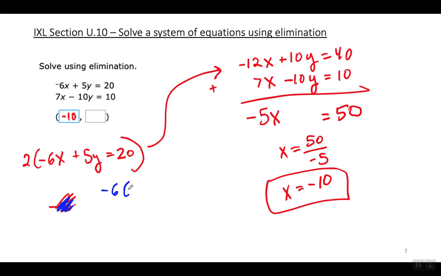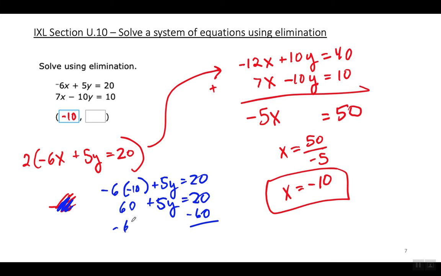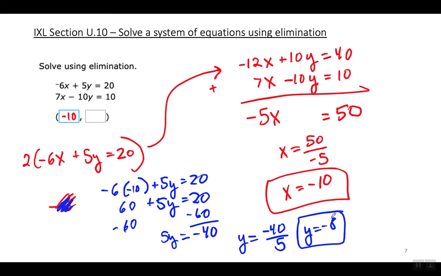So negative 6 times negative 10 plus 5y equals 20. So this will be 60 plus 5y equals 20. Subtract 60. So 5y equals negative 40. y equals negative 40 divided by 5, so y equals negative 8. And there's my answer.